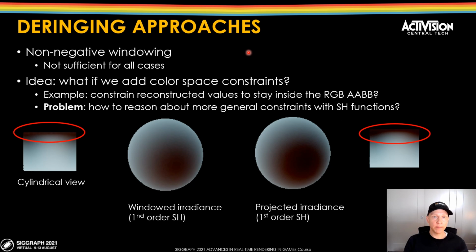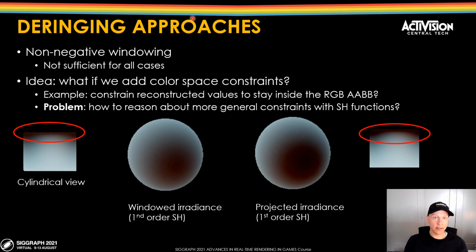Another problem with non-negativity constraints is that it might not be enough to prevent color distortion. This is the projected irradiance we had from before, and this is the result after we apply windowing. This is a non-negative function over the sphere, but you can still see the red color shifts in parts of the sphere. That's an undesirable property of this projection.